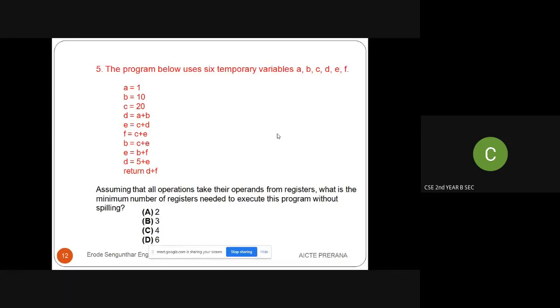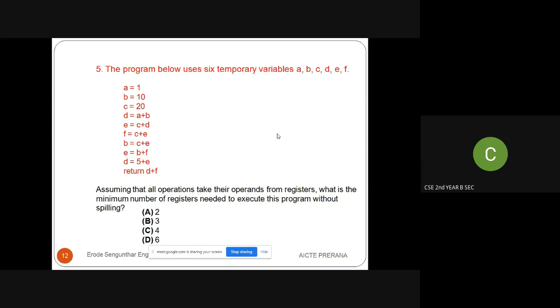Very good. So you are familiar with these kinds of registers. Very good. So what have they asked? What is the minimum number of registers needed to execute the given program? Any guesses? Here the answers are given. A, two registers. B, 3 registers. C, 4 registers. And D, 6 registers. Just think of how many registers they are in need of.